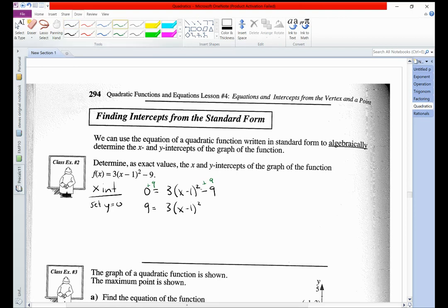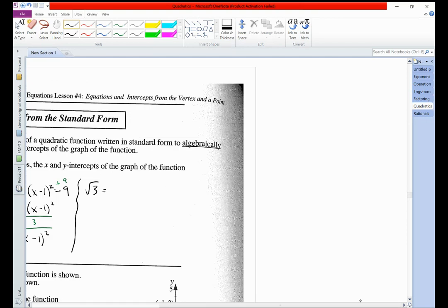And then I'm going to divide by 3 on both sides. And now I have 3 equal to (x minus 1) squared. I need to deal with that squared exponent, so I can square root both sides. And when I do that, my left side is still square root 3. We're going to leave it as square root 3 because if we don't, it becomes an irrational number, a number that just goes on forever. So it's more exact if we leave it as square root of 3.